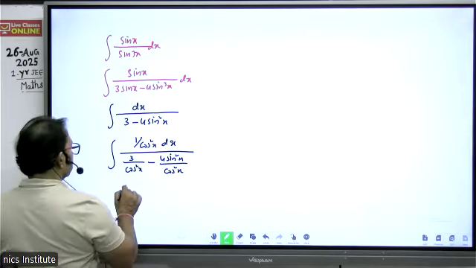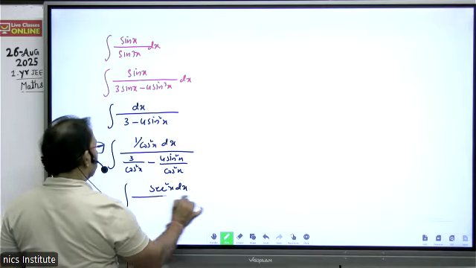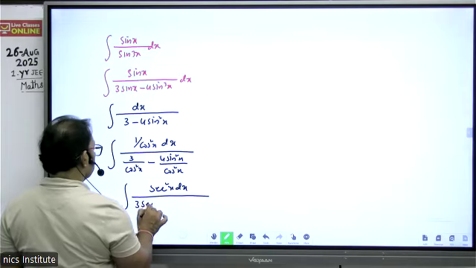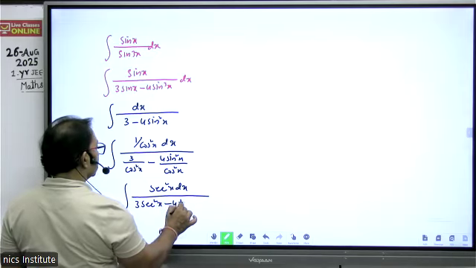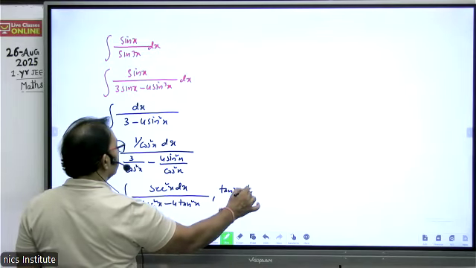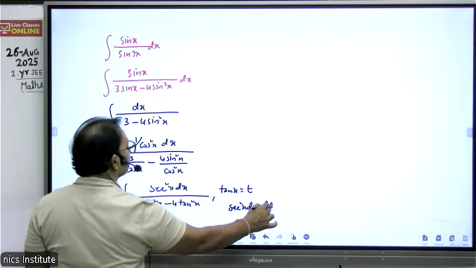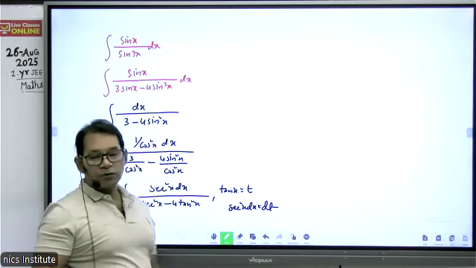So now this is sec square x dx divided by 3 sec square x minus 4 tan square x. So same substitution, tan x is equal to t, sec square x dx is equal to dt. Do the substitution.